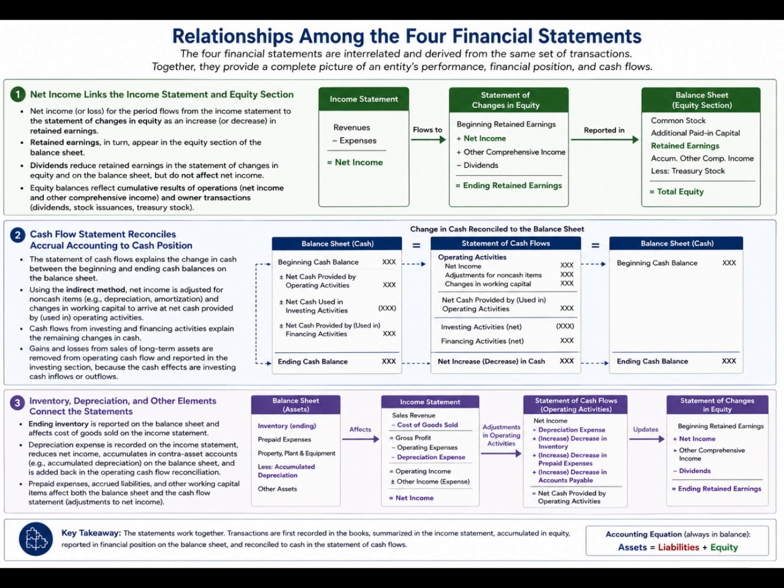Inventory, depreciation, and other elements connect statements. Ending inventory appears on the balance sheet and influences cost of goods sold on the income statement. Depreciation reduces net income while accumulating in contra-asset accounts on the balance sheet and is added back in operating cash flow reconciliation. These interrelationships ensure internal consistency across reports.